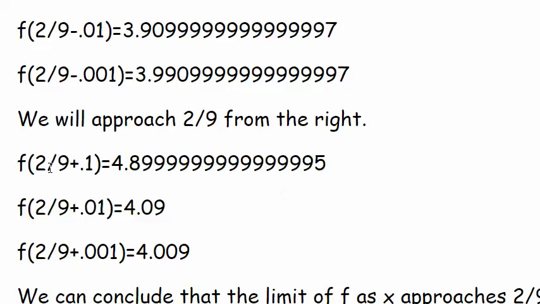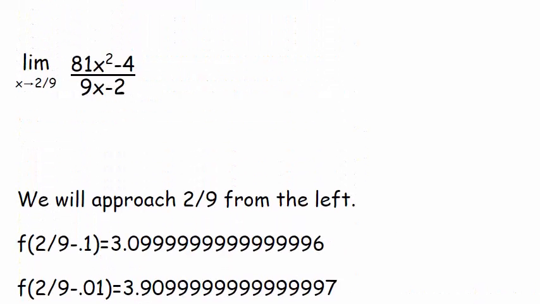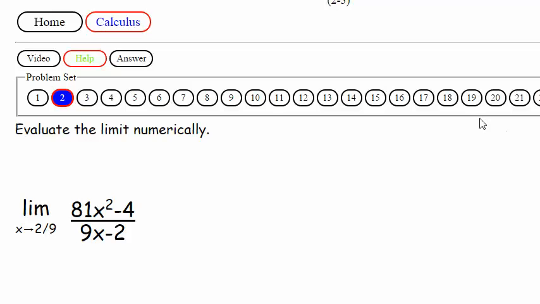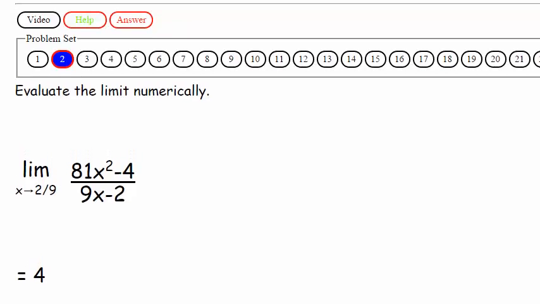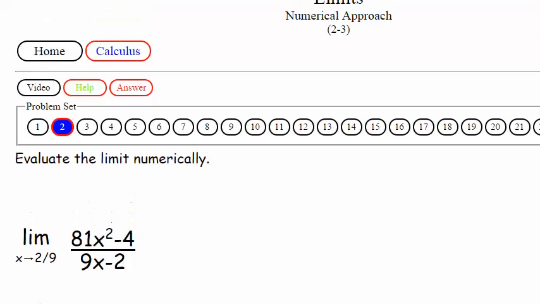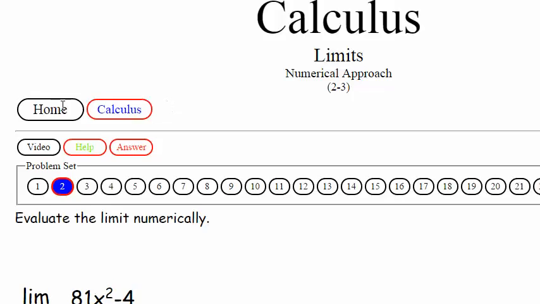And then, of course, coming in from the right hand side, we got 4.8, 4.09, seems to be a big jump there, and then 4.009. So as you can see here, this looks like it's getting closer and closer to 4 coming in from the left, and this looks like it's getting closer and closer to 4 coming in from the right hand side. So my guess is that's probably what it's going to end up being, 4, and of course it is. So there it is, and that's where we're at.